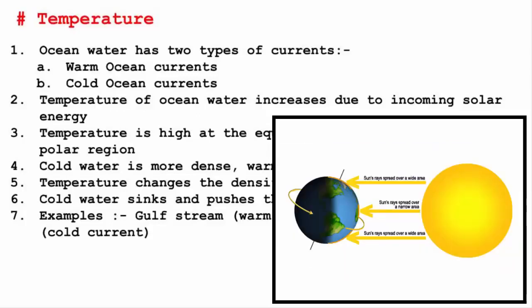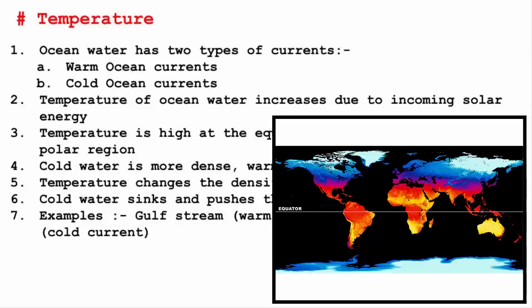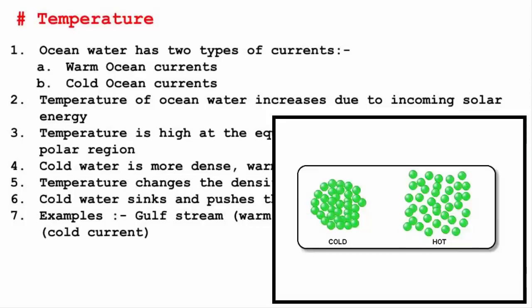And then we are also aware of the fact that temperature decreases as we go away from the equator towards the poles. That means temperature is high at the equatorial region and low at the polar region. Now understand this: when water is cold, the molecules contract and become dense. And when water is warm, the molecules expand and are more spread out, and that makes it less dense. So basically temperature affects the density of water. Hence we can also say that the density of ocean water becomes comparatively greater in the polar areas.